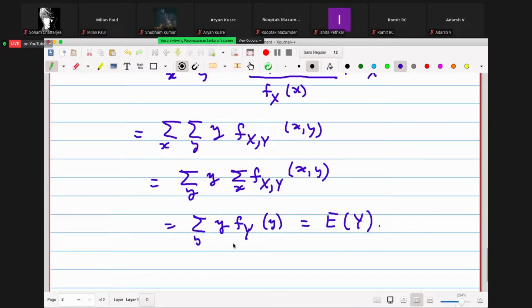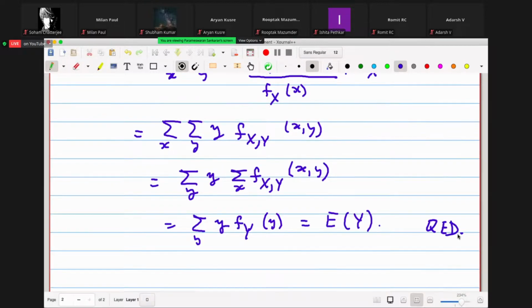So here f_Y is the mass function of Y. So by definition, the expectation of Y is the sum over y of y times f_Y of y. That's it. So you have the answer. That's it. QED. Okay.